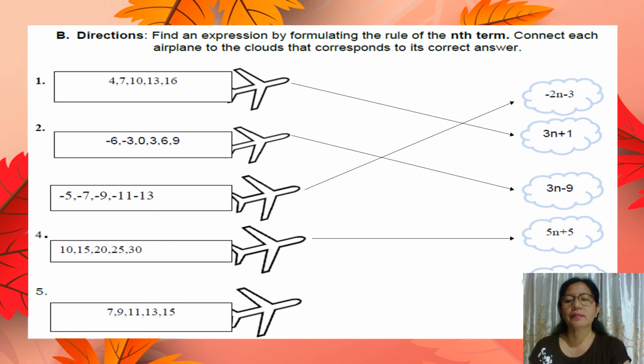Next, we have 5n plus 5. If n is equal to 1, so 5 times 1 is 5, plus 5, that is 10. If n is equal to 2, 5 times 2 is 10, plus 5, that is 15. So next we have 2n plus 5. So if n is equal to 1, so 2 times 1 is 2, plus 5, that is 7. If n is equal to 2, 2 times 2 is 4, and 4 plus 5 is 9. So those are the answers.